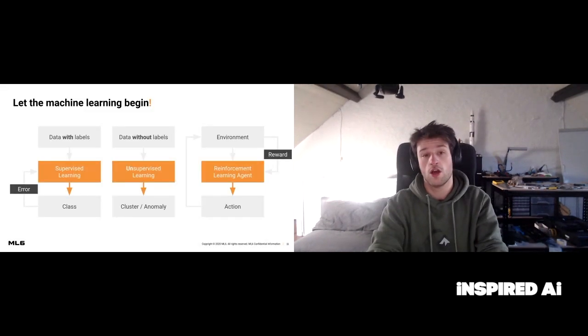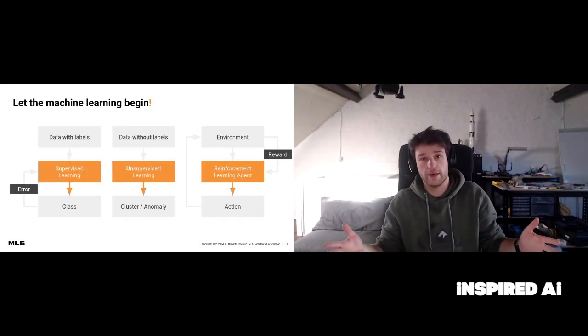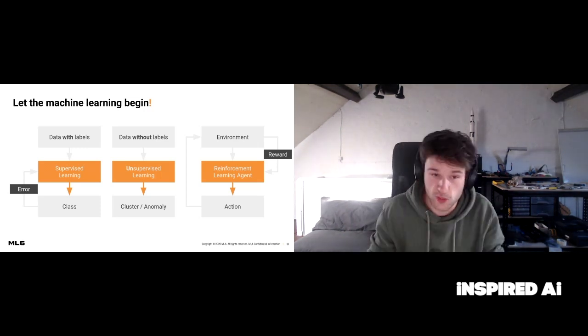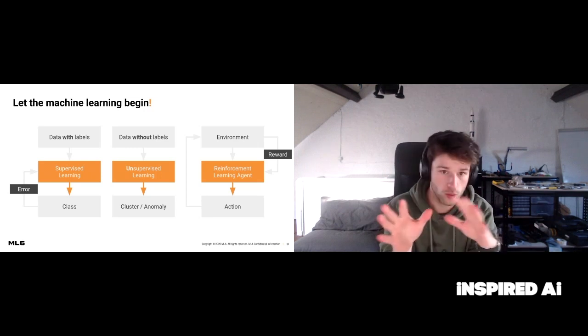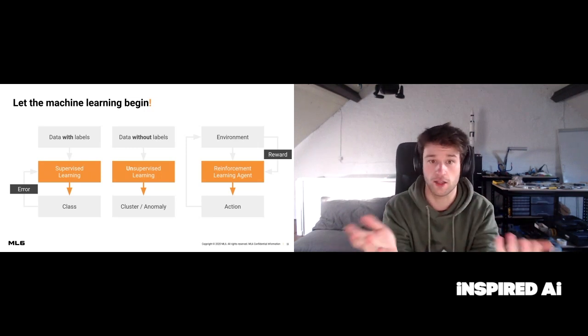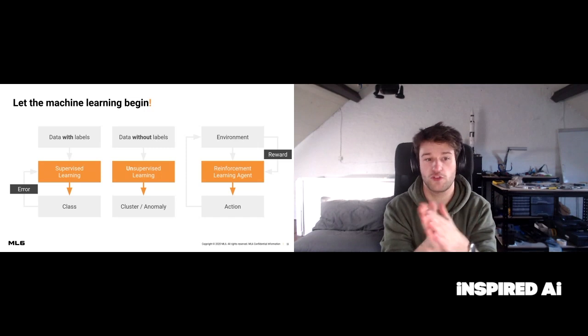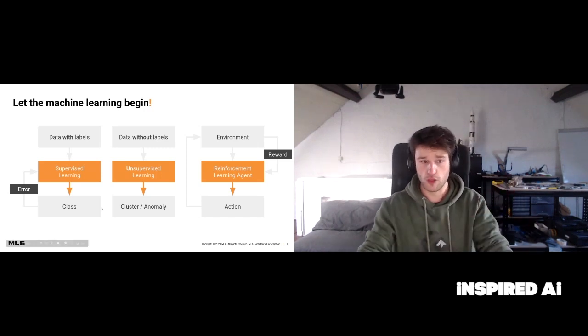And so let the machine learning begin. This is where we can use machine learning to try and predict an outcome, right? And so there are several different fields in machine learning that we could have used. For example, the first one is supervised learning. You can see it on the left here.